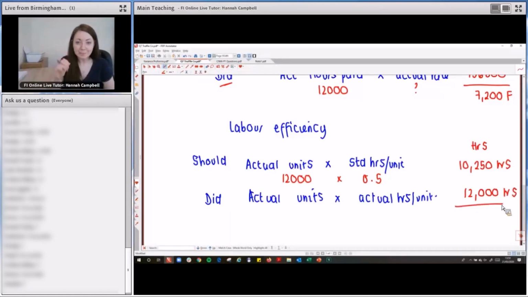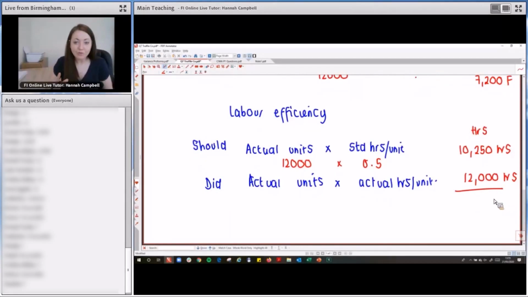Okay, so it's at this point you work out whether it is adverse or favourable because you're looking at efficiency, you're looking at quantity, you're looking at hours. So is this variance going to be favourable or adverse? Excellent. Good. Fantastic work. So again, look at the word should, look at the word did. What we should have spent is 10,250, but we spent longer. Well, if we spend longer, that means we're going to have more cost, which is not good for our profit, and therefore it is adverse.